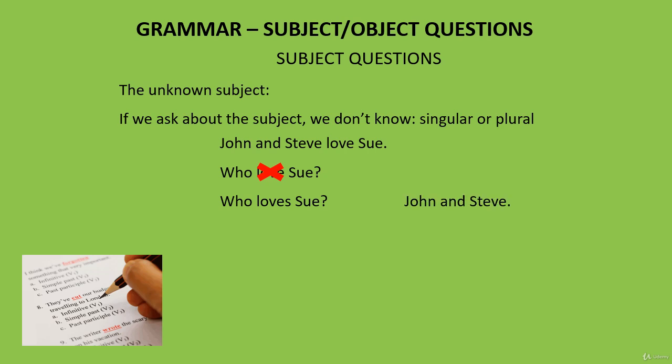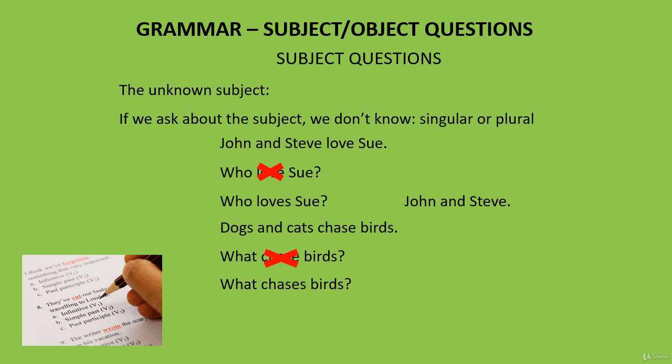Here's another sentence. Dogs and cats chase birds. We don't ask what chase birds. We ask what chases birds. Third person singular of the verb to chase. And here is the answer, dogs and cats. But this is not a mistake. It's correct.